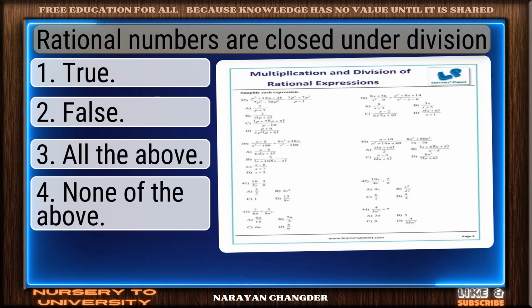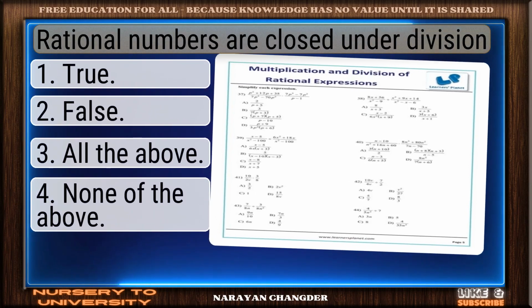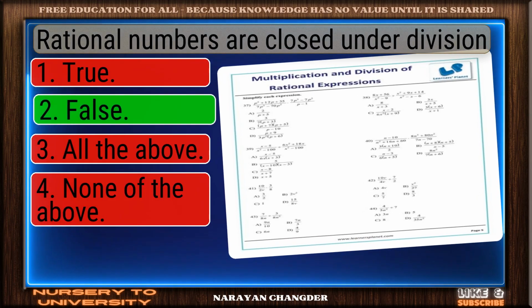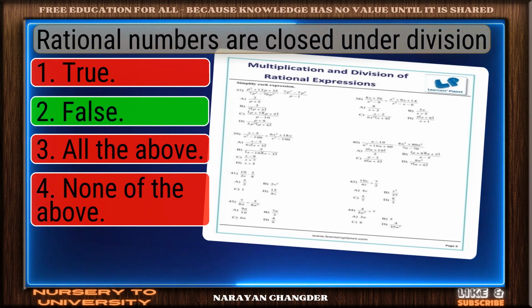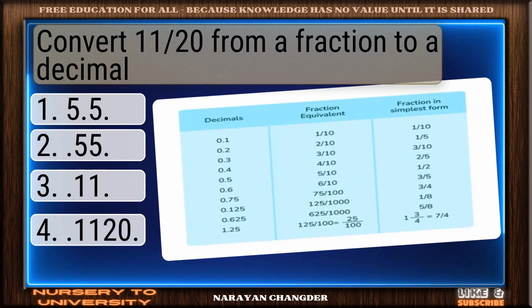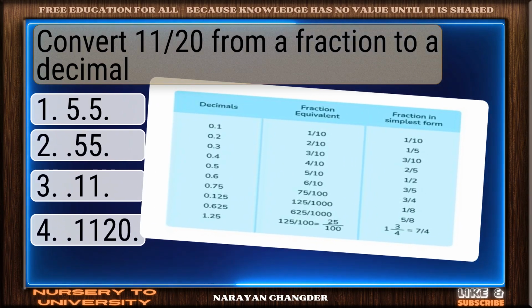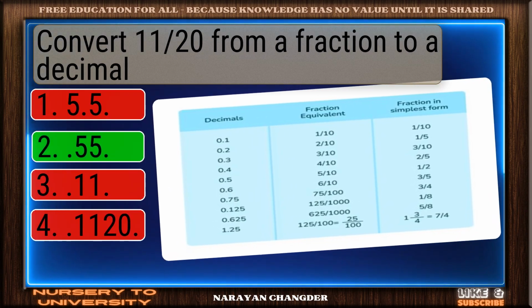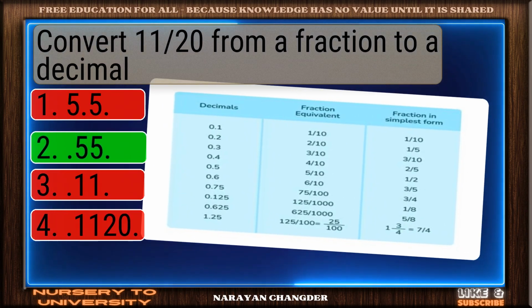Question number 1. Rational numbers are closed under division. You got it? Your choice false is right. Question number 2. Convert 11/20 from a fraction to a decimal. Good thinking. 55 is the right answer.